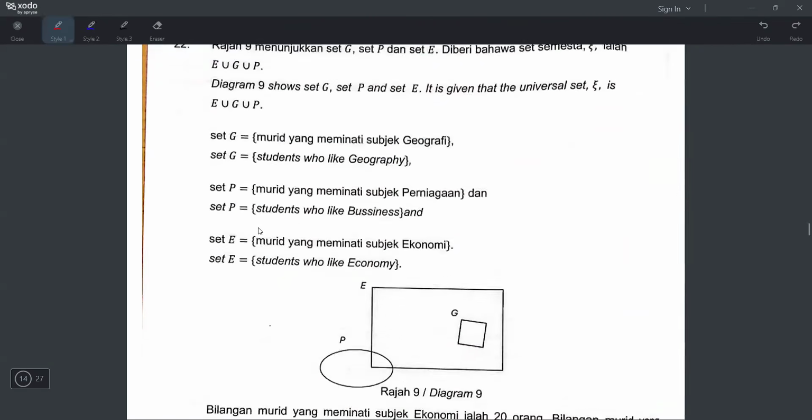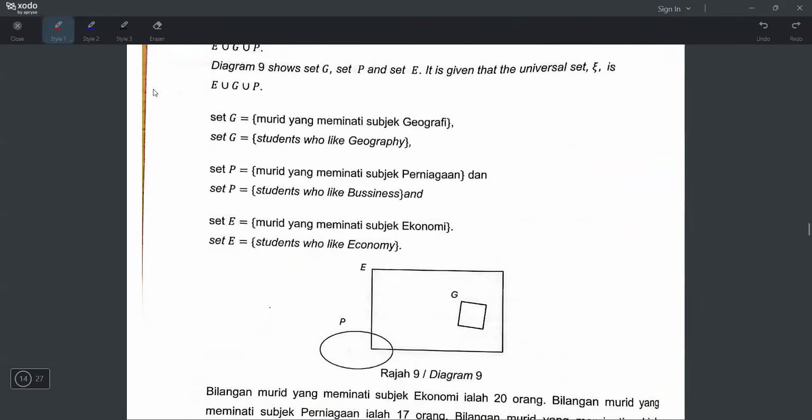Okay, we are at question 22 now. This is very obvious, the set chapter, Form 4, chapter 4, set. Diagram 9, why did I write S? Should be C, chapter. Diagram 9 shows set G, set P, set E. Given that the universal set is E union G union P.